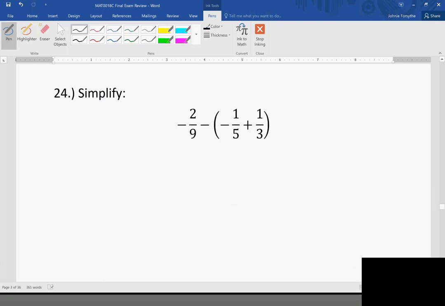Okay, 24. Negative 2 over 9 minus negative 1/5 plus 1/3. So we're going to work within the parentheses first. And so to add these fractions, we have to get a common denominator. So I'm going to have, let's use 15 because 5 times 3 is 15. So I'm going to multiply the first fraction by 3 over 3 and the second fraction by 5 over 5.